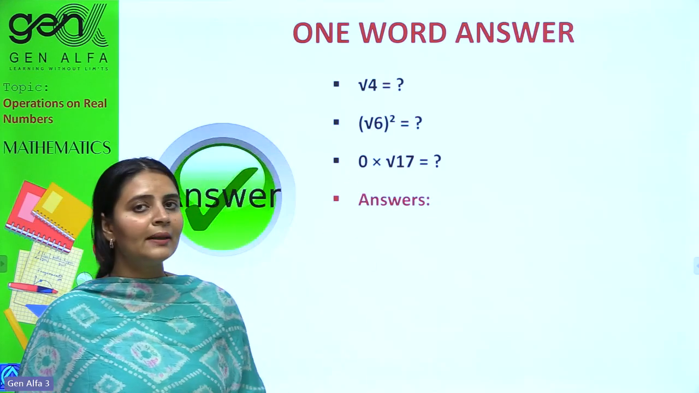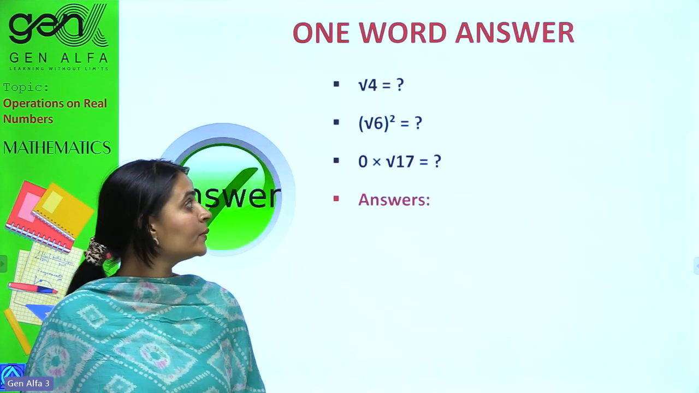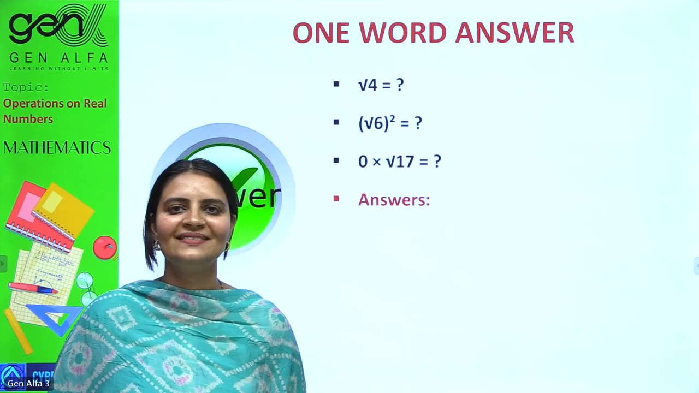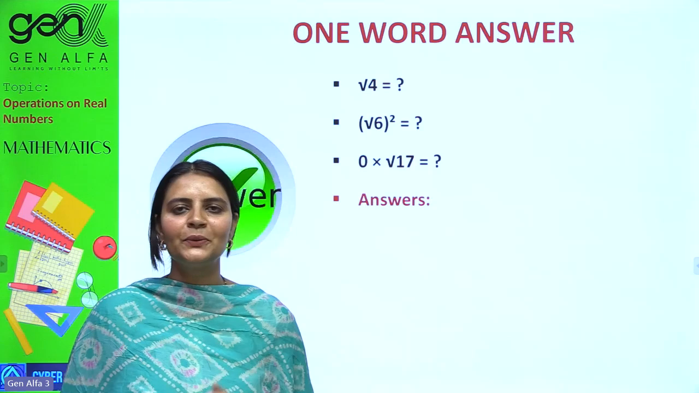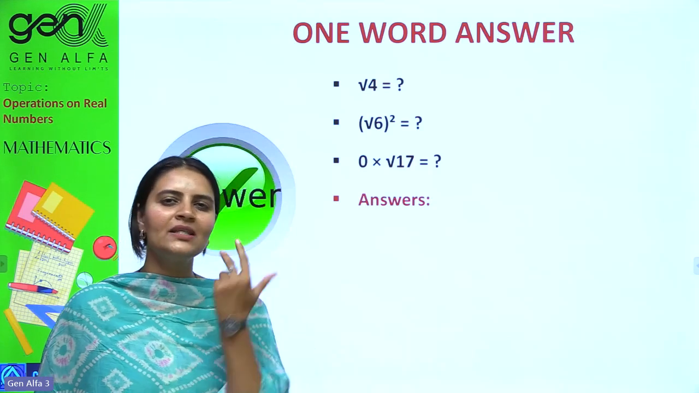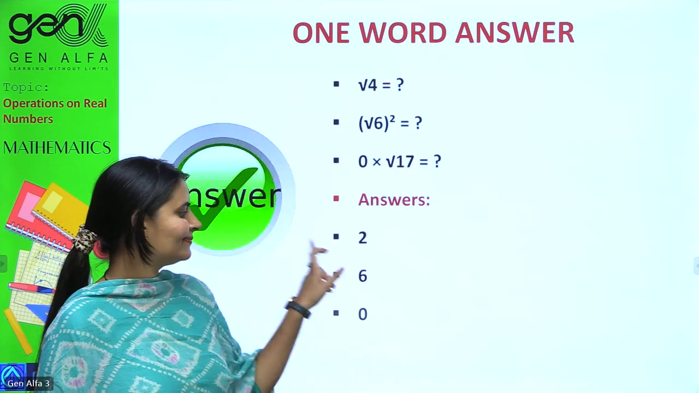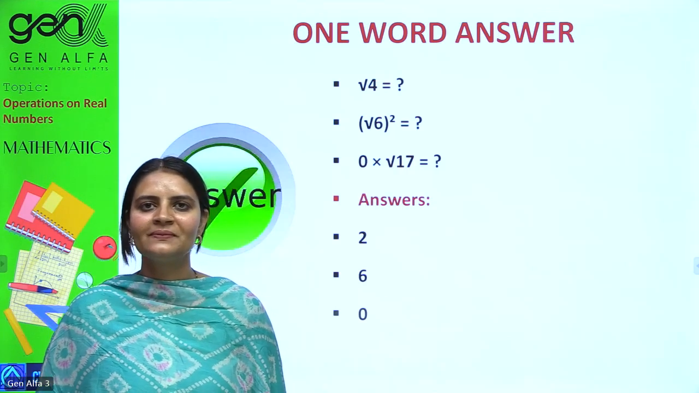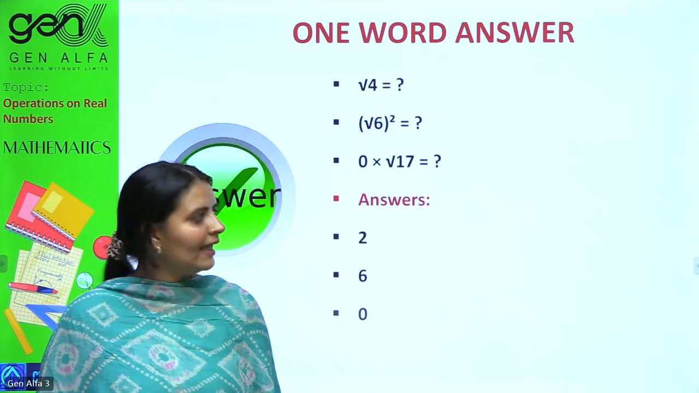And what about the third number? 0 multiplied by root 17. Will it be root 17? My smile is giving you a hint. No, 0 multiplied by anything gives you 0. Yes, we have solved them. Let's move further.